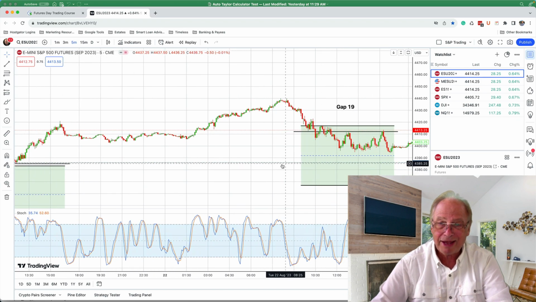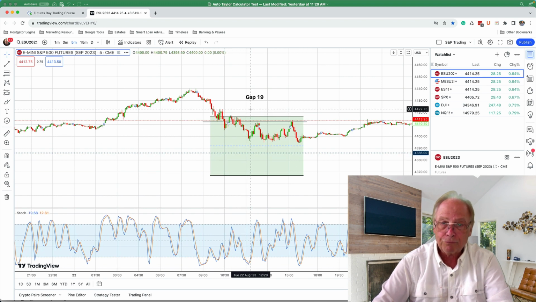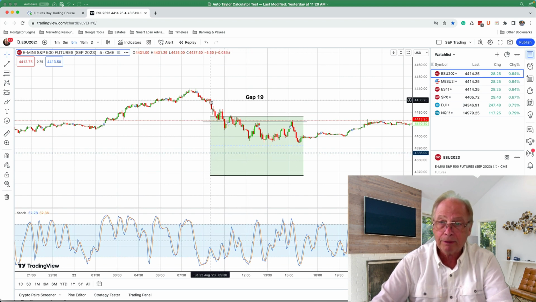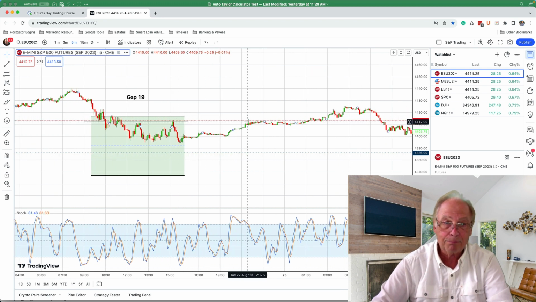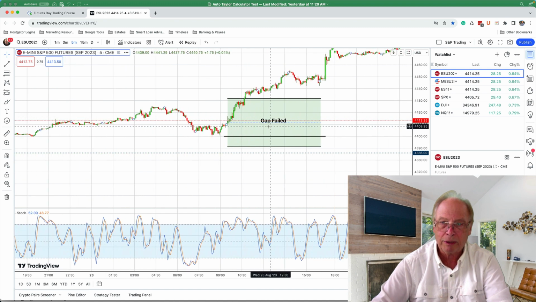August 22nd, again, the gap was good for 19 points. Prices opened up here at 44.30, closed the gap down at 44.11. So good for 19 points. Prices again traded within the trading zone.